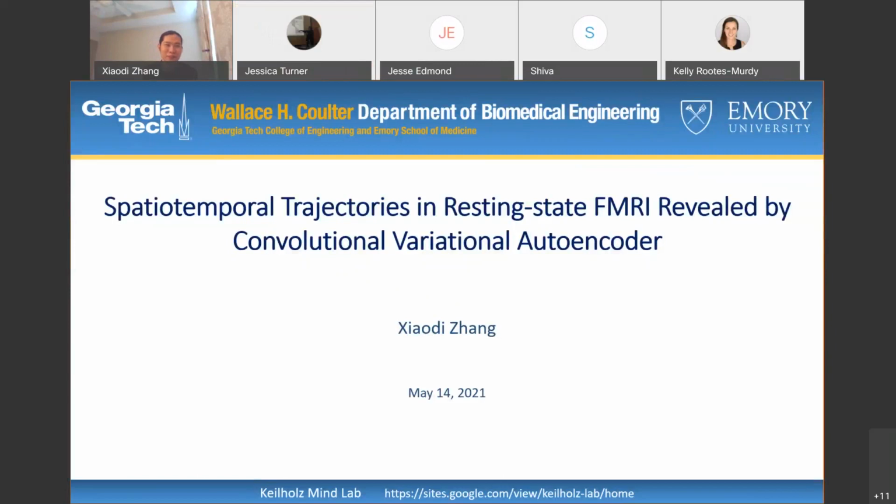And today my topic will be spatial temporal trajectories in resting state fMRI revealed by convolutional variational autoencoder.